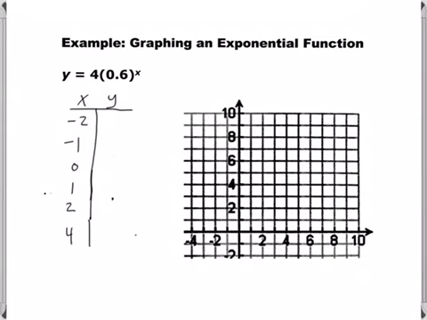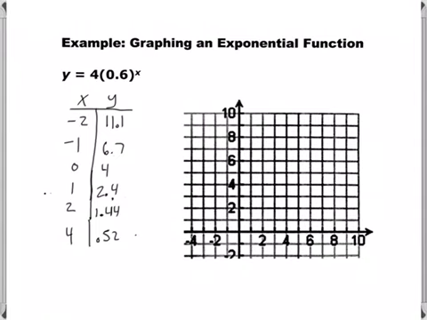So at -2, I have a y value of 11.1. -1 is 6.7. 0 is 4. 1 is 2.4. 2 is 1.44. And 4 is 0.52. And so we want to get as close as we can when we graph these. Decimals are hard to graph, but we'll try our best.